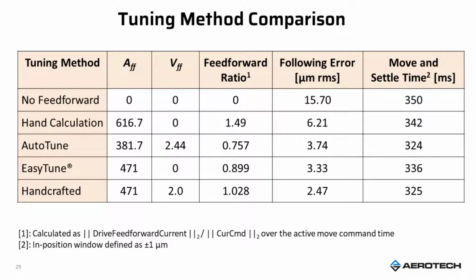Just a comparison chart here of those different techniques, and you can see no feed forward following 15.7 microns, and just that simple little hand calculation really drastically improves the overshoot by more than a factor of 2, and then auto tuning another factor of 2, and the handcrafting just slightly better.